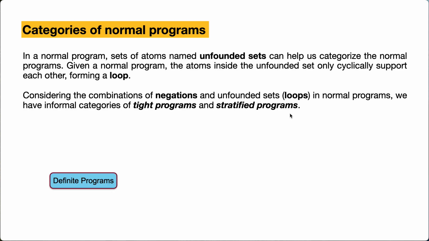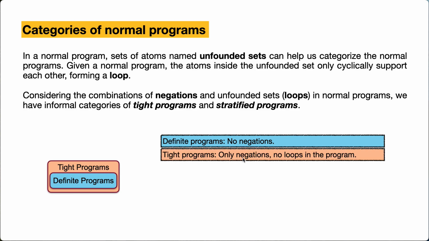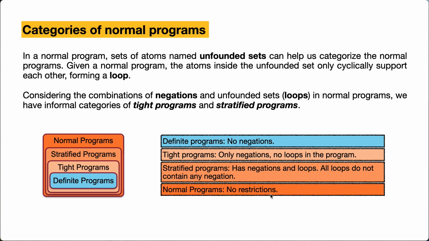So for the definite programs, there is no negation in them. Then for the tight programs, we allow negations, but there are no loops in the programs. Then we go to the stratified programs, where we can have negation and loops, but all loops do not contain any negations. Lastly, we get the normal programs, where there is no restriction. So for example, we can have a loop over negations. We will look into the detailed examples later.